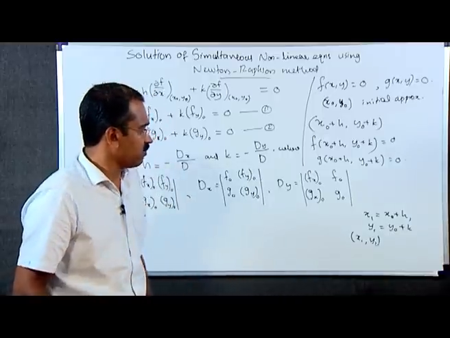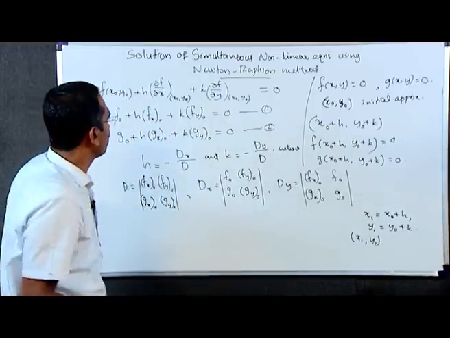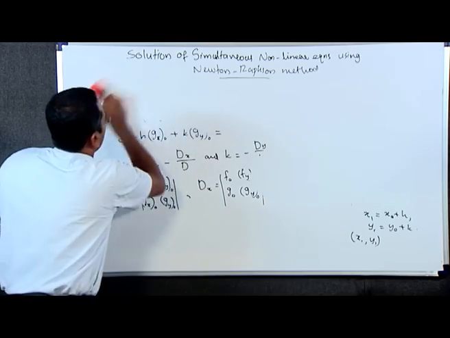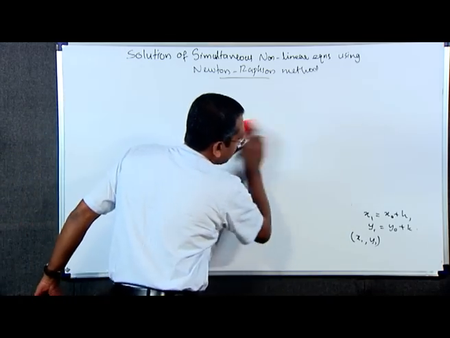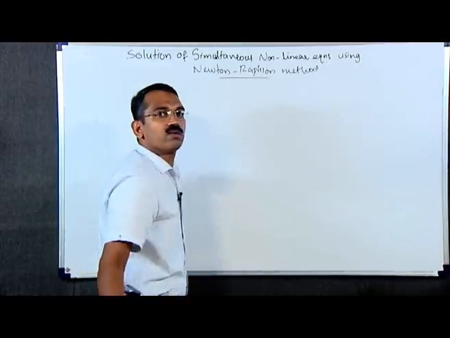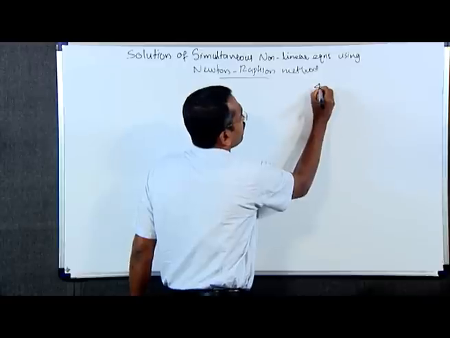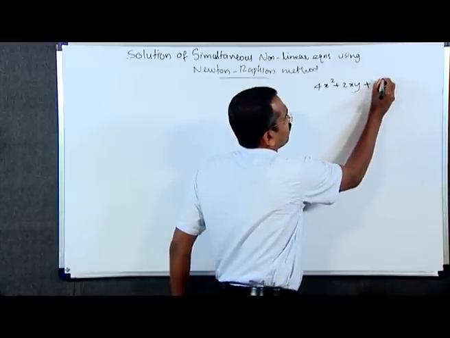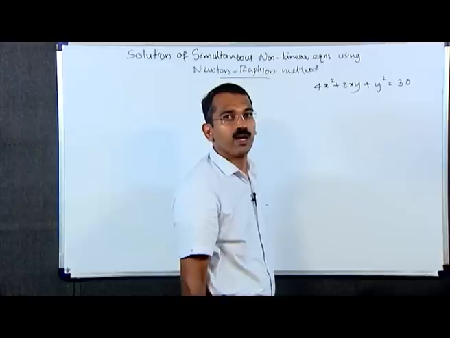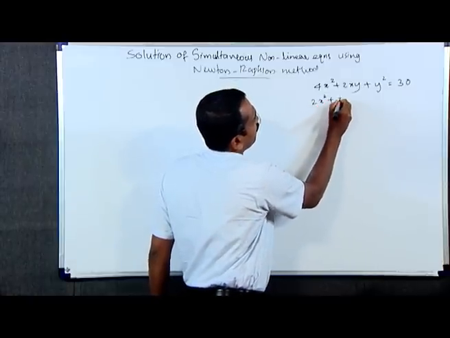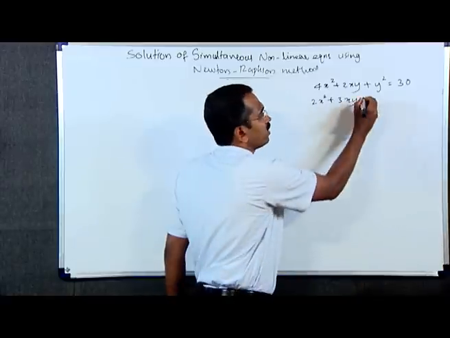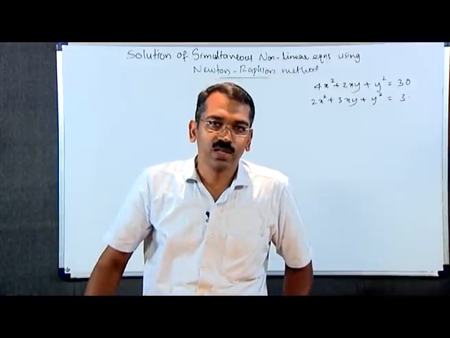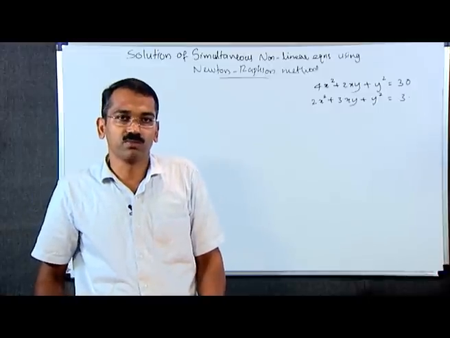Now consider an example for this method. Find the solution of the given simultaneous equations, which are 4x square plus 2xy plus y square is equal to 30 and 2x square plus 3xy plus y square is equal to 3, correct to 3 places of decimals using this Newton-Raphson method.